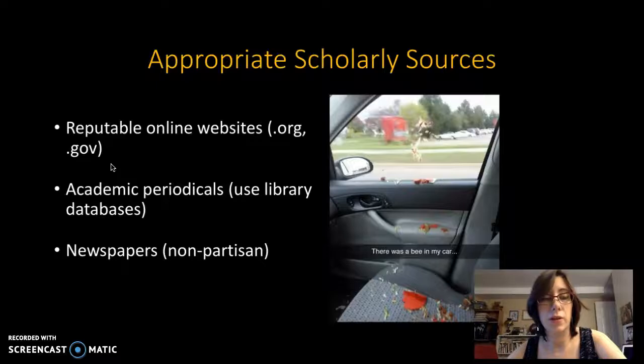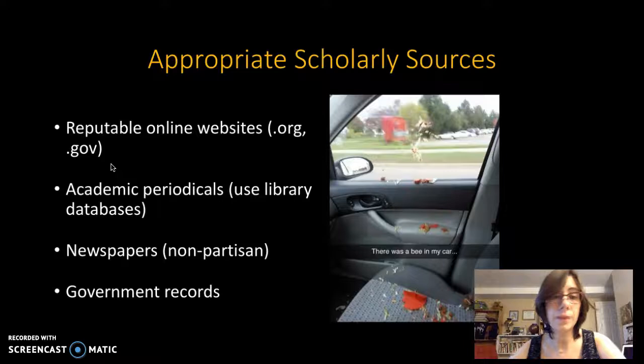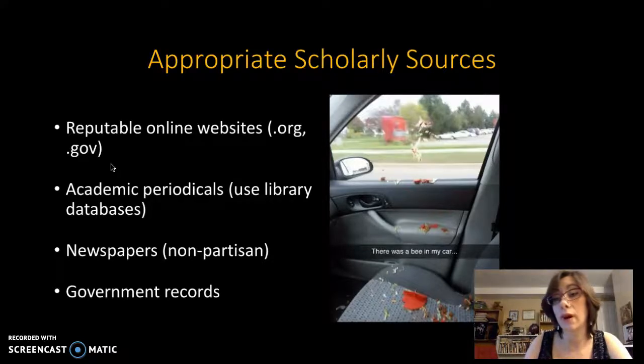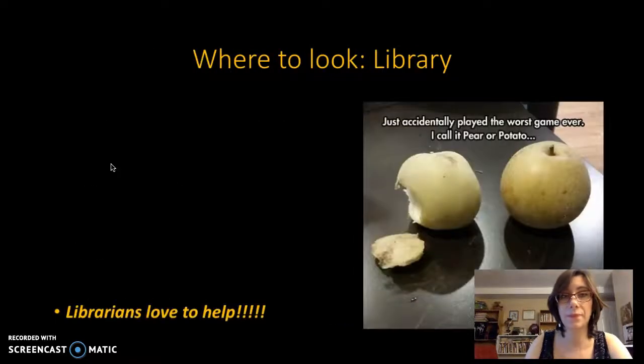A good, appropriate nonpartisan newspaper is usually NPR. They try to do balanced reporting, and they're not owned by anyone, so no one's trying to make money off them. And so NPR or PBS are very good newspapery type sources, okay? You can also look at government records. These are usually published with a .gov thing, whatever that's called. But those will count as a scholarly source, okay?